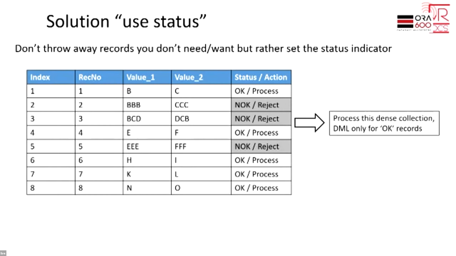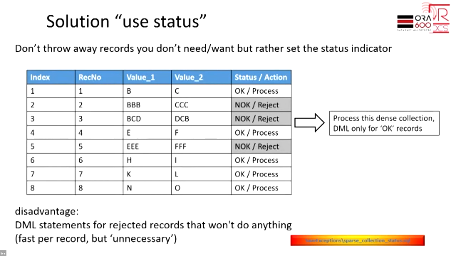The disadvantage of this is that you have extra DMLs that do nothing. They are really fast, because this where clause will immediately see I don't have to do anything with this record, but the DML statement will get executed. So it takes some time. If there's a lot of this in your collection, you're burning time for nothing. But it's a solution.